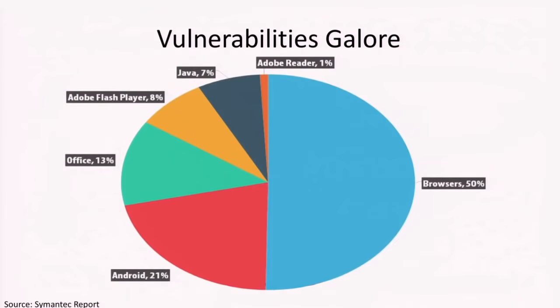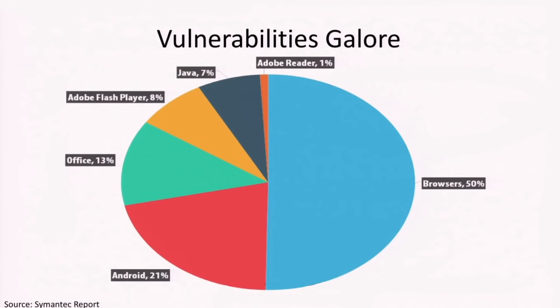Now this particular graph from a Symantec report basically shows what are the different software whose vulnerabilities are exploited the most today. So as you can see, Android is 21%. Many of you use Android phones, and 21% of the vulnerabilities are in Android phones, and they can be exploited.